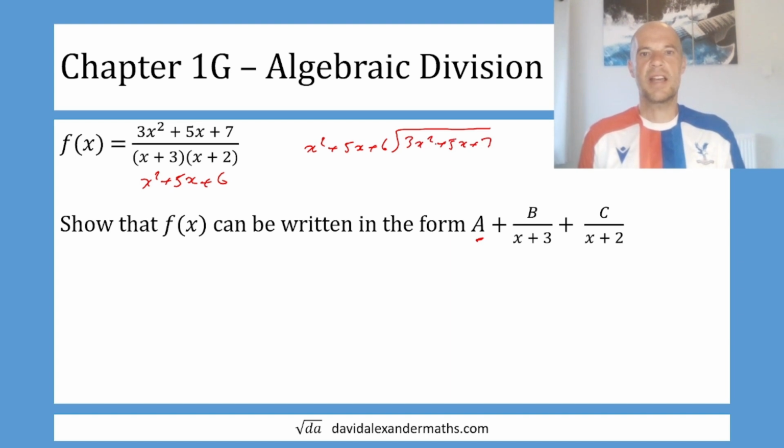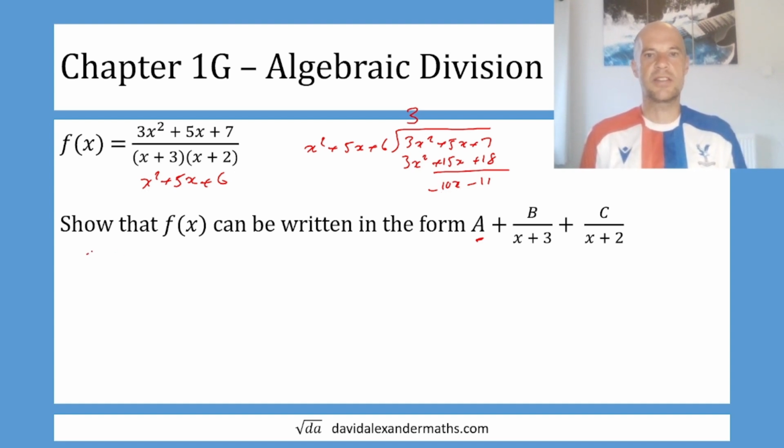Okay, 3x squared divided by x squared is 3. 3 times x squared is 3x squared. 3 times 5x is 15x. And 3 times 6 is 18. Let's do our subtractions. There will be 0x squared, there will be negative 10x, and 7 take away 18 is negative 11. So x squared plus 5x plus 6 goes into 3x squared plus 5x plus 7 3 times, and then there is this remainder of negative 10x take away 11.